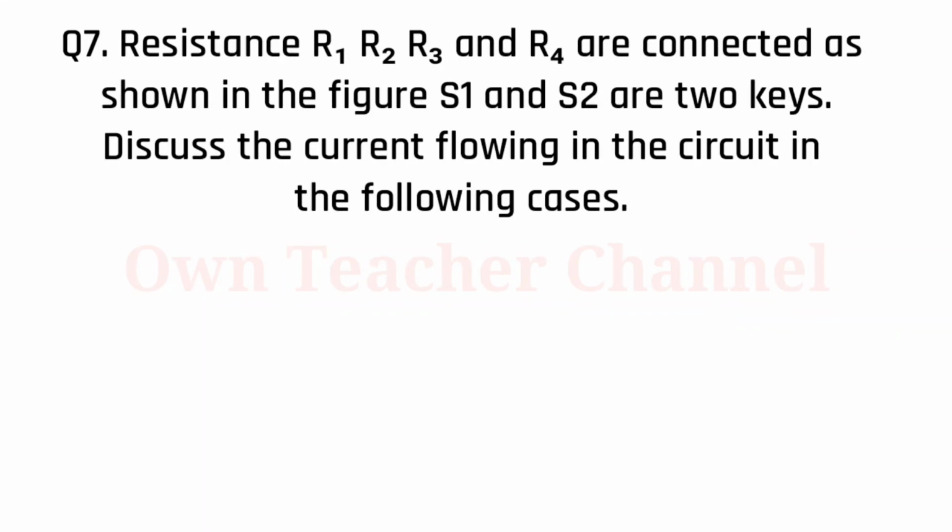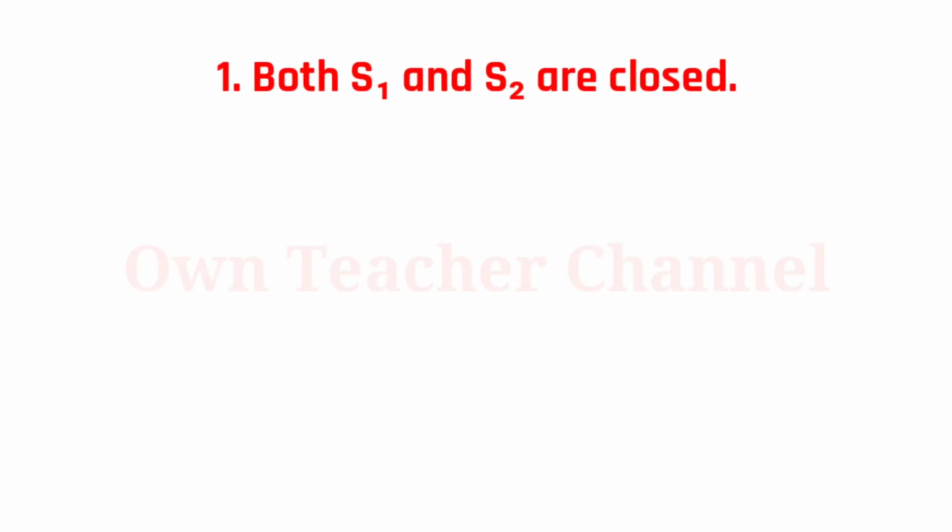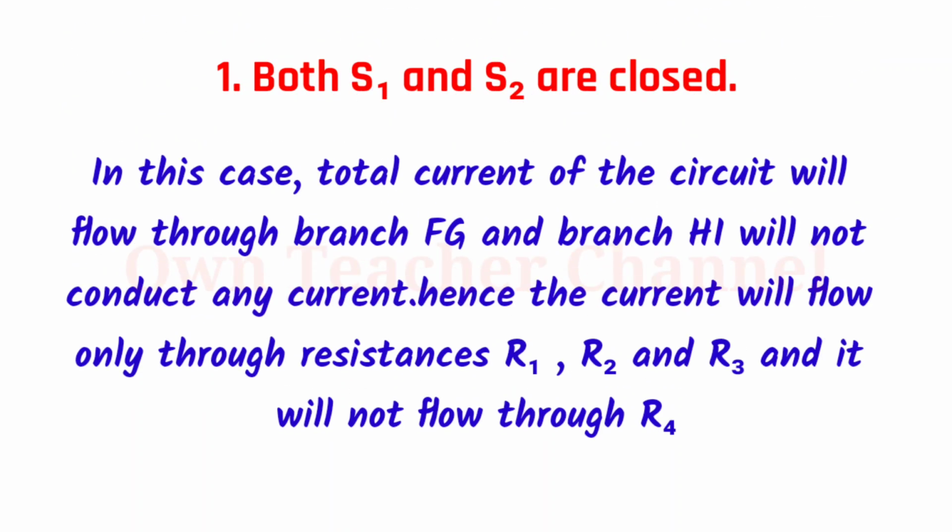Question 7. Resistances R1, R2, R3 and R4 are connected as shown in the figure. S1 and S2 are two keys. Discuss the current flowing in the circuit in the following cases. 1. Both S1 and S2 are closed. In this case, total current of the circuit will flow through branch FG and branch HI will not conduct any current. Hence, the current will flow only through resistances R1, R2 and R3 and it will not flow through R4.